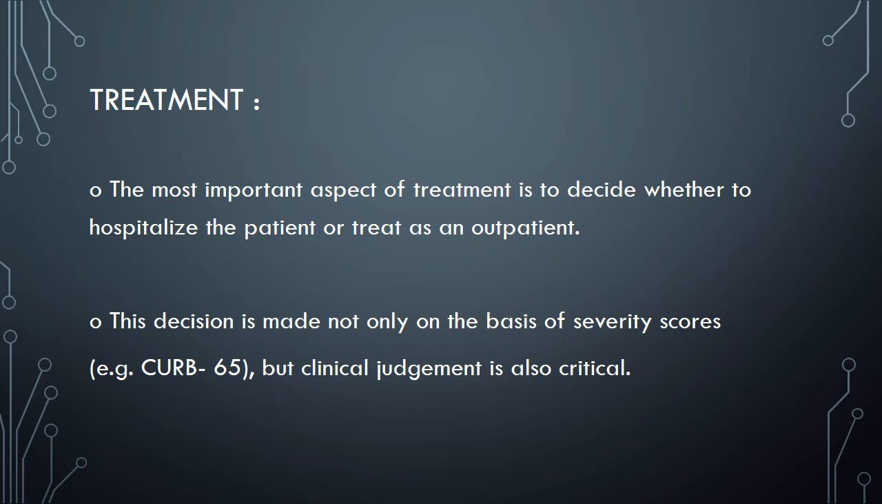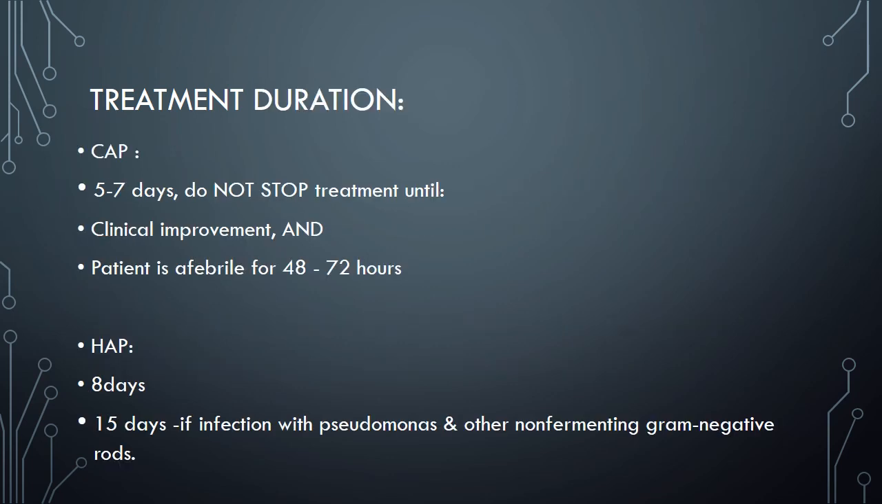The most important aspect of treatment is to decide whether to hospitalize the patient or treat as an outpatient. This decision is made not only on the basis of severity scores, but clinical judgment is also critical. The treatment duration for community acquired pneumonia is 5 to 7 days, and do not stop treatment until clinical improvement or if patient is afebrile for 48 to 72 hours.